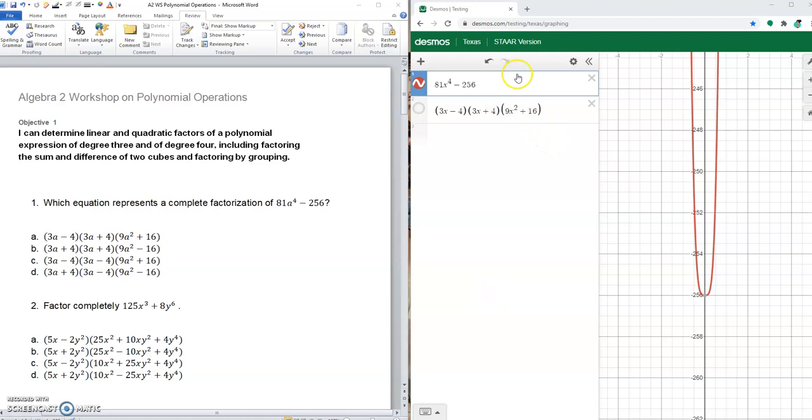All right, so as you can see here, I had plugged in our equation, and that is the red one. And here I had plugged in choice answer letter A. And if I click on that, you're going to be able to see that your choice answer letter A is the same as your original equation. So the answer is A.